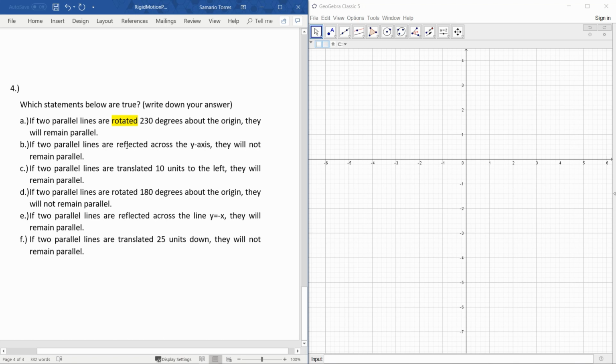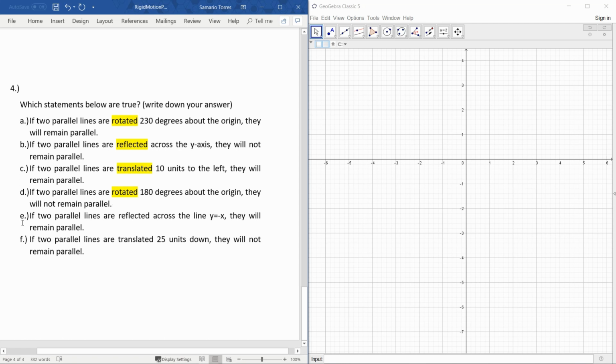Then it says if two parallel lines are reflected, there's another important word, across the y-axis, they will not remain parallel. So that's for you to decide if that's true or not. Then C says if two parallel lines are translated, it's another important rigid motion, translated 10 units to the left, they will remain parallel. That's for you to decide. If two parallel lines are rotated, there's another rigid motion that's important to recognize, 180 degrees about the origin, they will not remain parallel. So this one's saying they're not going to be parallel anymore. So that's for you to decide if that's true or not.